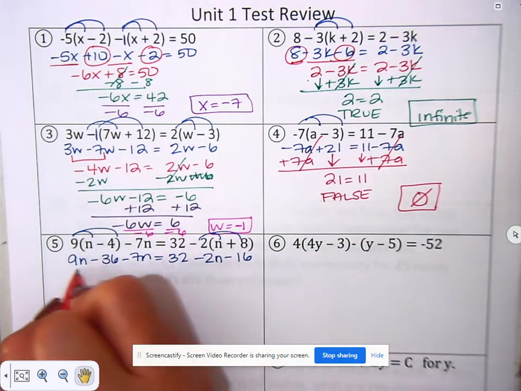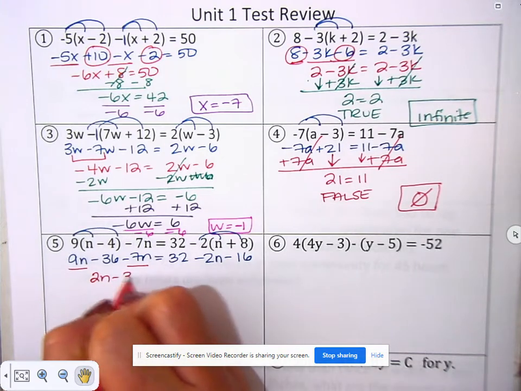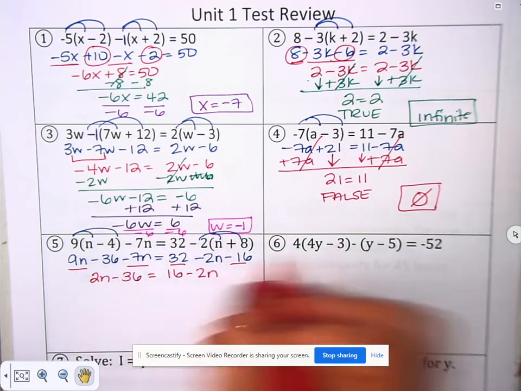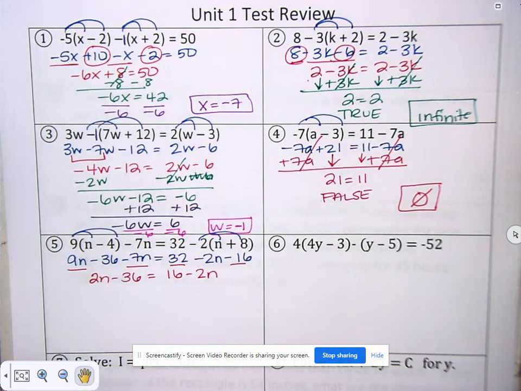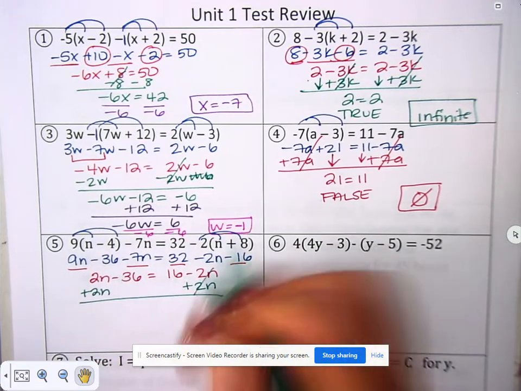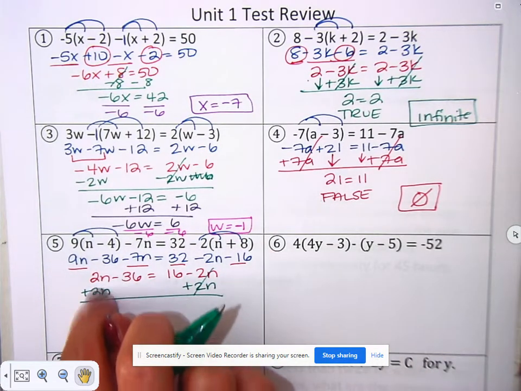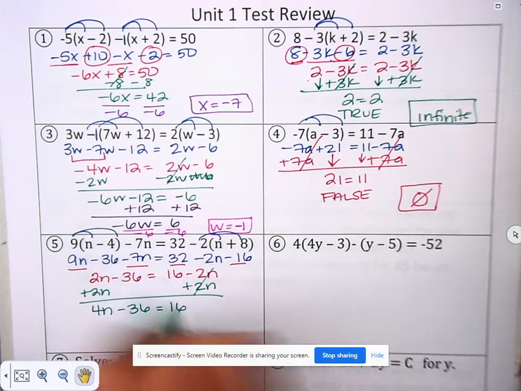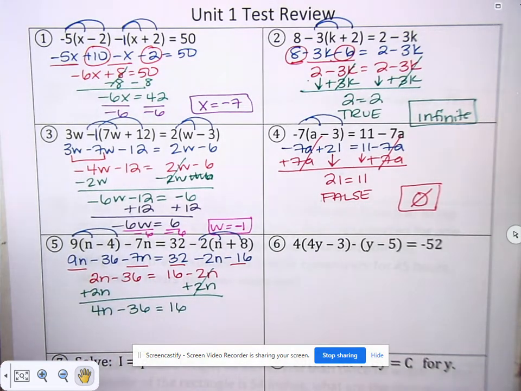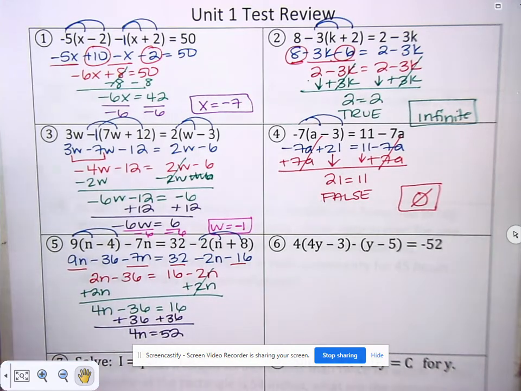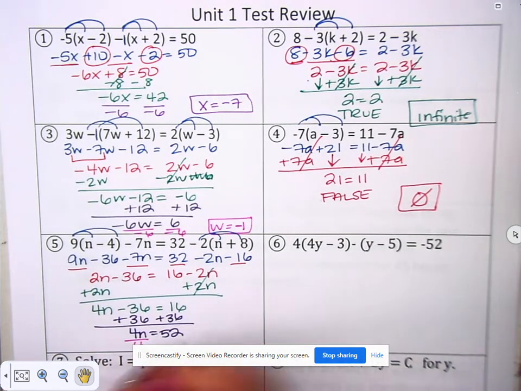All right, distributive on number 5. Combine like terms. Remember, you don't change the signs unless they're on opposite sides of the equal sign. So now I'm going to move my 2 in. And a couple people asked me today why these didn't cancel, because these are the same. They're not opposite signs. So that's 4 in. Okay, then we're going to move our 36. And then our last step is to divide.